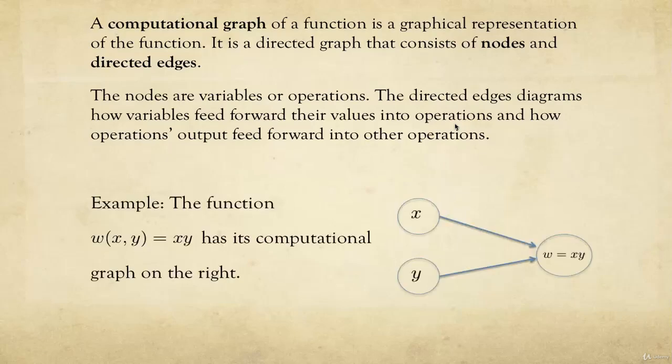So the best way to see this is an example. So here's a function w times x, y. It takes two variables and it's going to multiply it. So again, the nodes here are the variables, or it could be an operation.